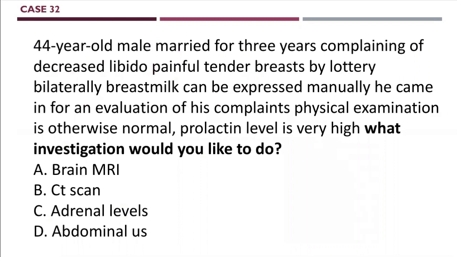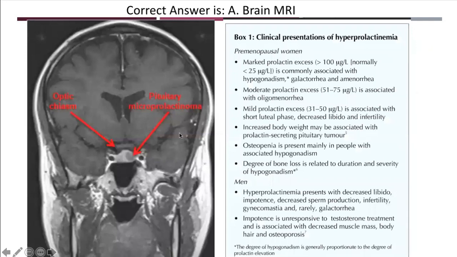A 44-year-old male, married for 3 years, complaining of decreased libido, painful tender breasts, and bilateral breast milk that can be expressed manually. He came for evaluation. His physical examination is otherwise unremarkable. Prolactin level was very high. What investigation for high prolactin level and galactorrhea? A, brain MRI, to rule out pituitary microprolactinoma.